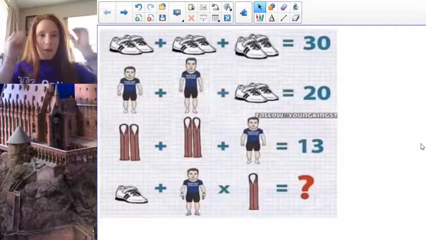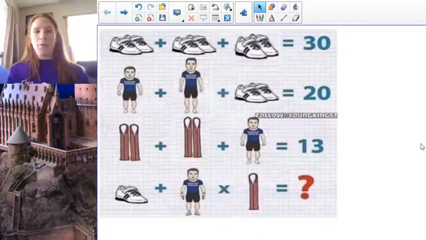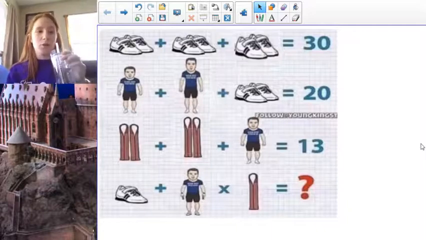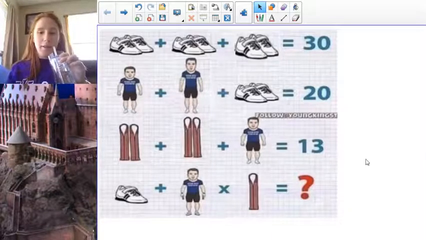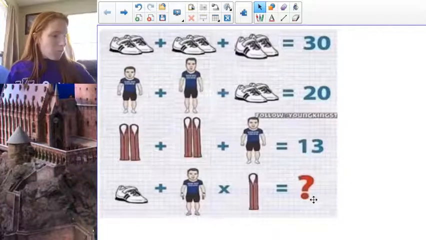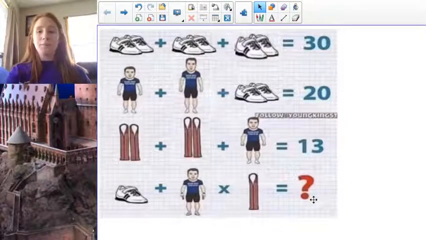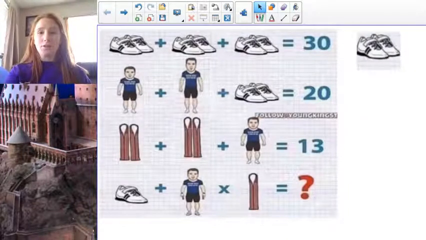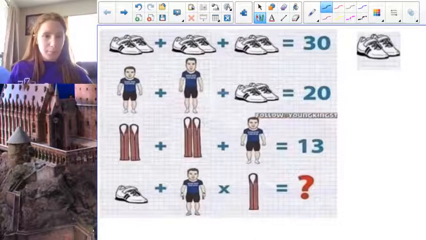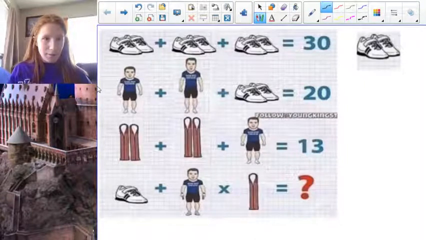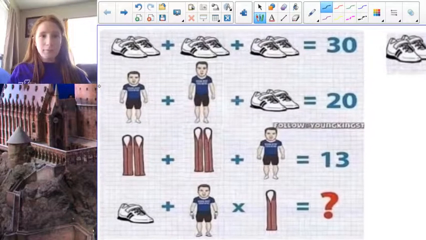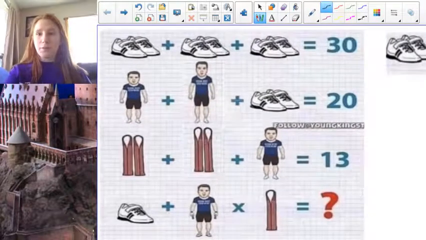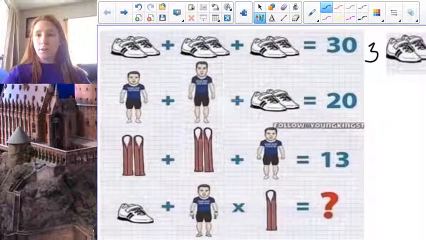Okay, so we're going to go ahead and use some algebra, and we are going to solve this equation to figure out that bottom line. So the first part's the same. I got 3 of the shoes, or 3 times shoe. I need to make this a little bigger because I don't have room to write. So I have 3 times shoe is equal to 30.